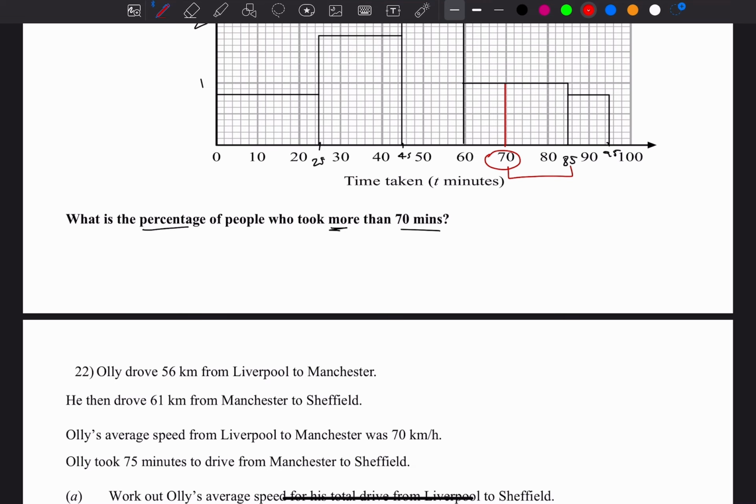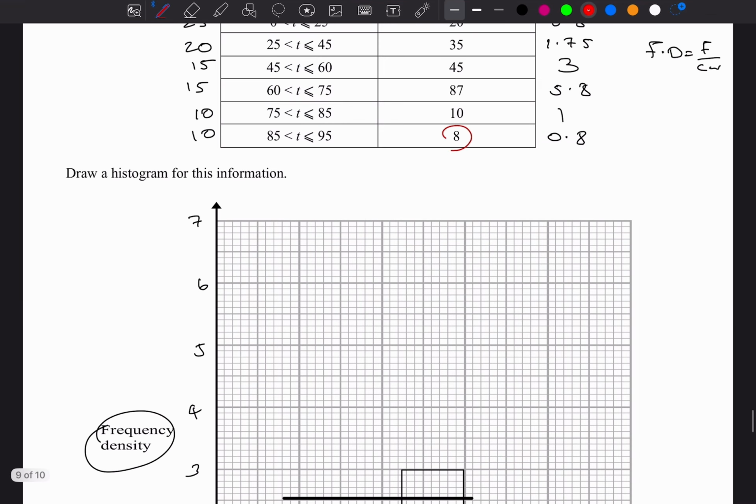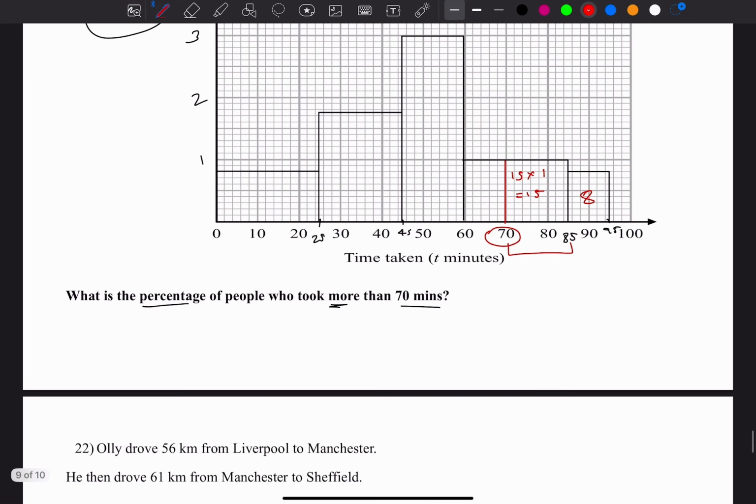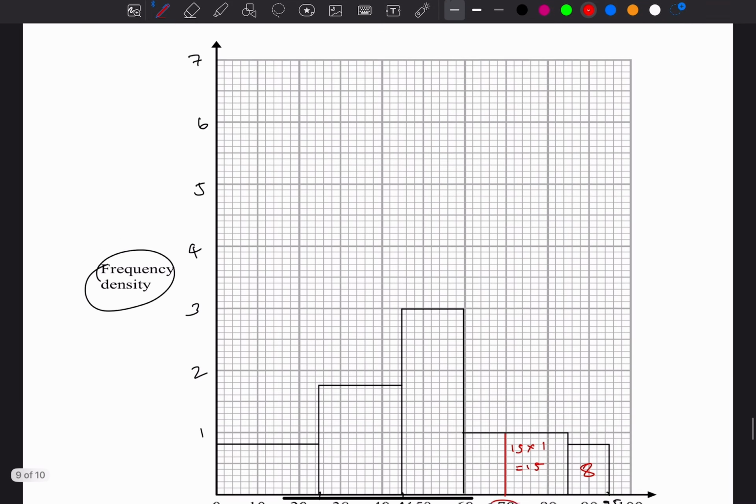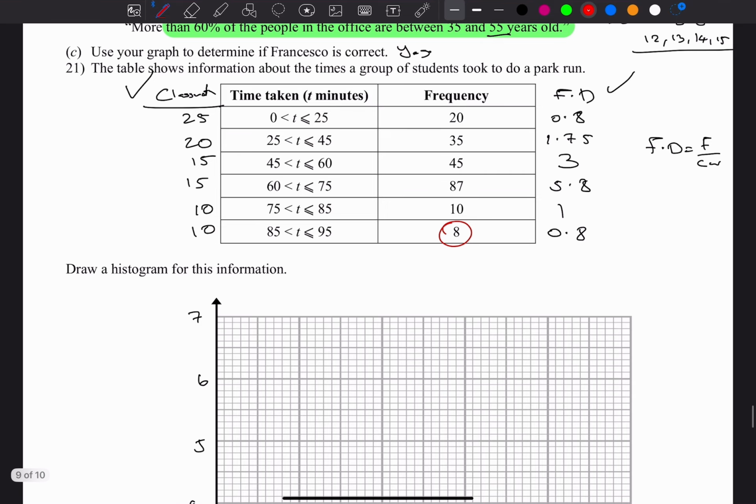70 to 85 here, this box, that's 15, times by how high it goes, 1. So that's 15. And for the second box, you don't need to do the area because you already know the answer will be 8 anyway. So 15 add 8 is 23 people. 23 out of what is the total number of people? 20 add 35 add 45 add 87 add 10 add 8. It's 205 people. Nice.